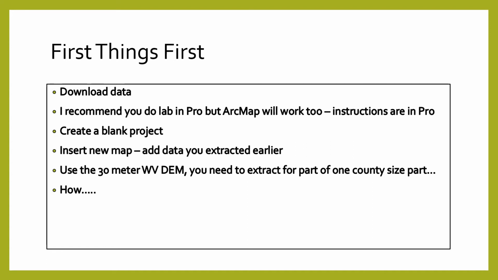Speaking of which, here's what you're going to do. Start off by creating a blank project. Once you've created a blank project, insert a new map, add the data that you extracted earlier from Blackboard. It's like a file, raster file that you need to actually add in. It's like GRDN40W something or other. That's the one you need.